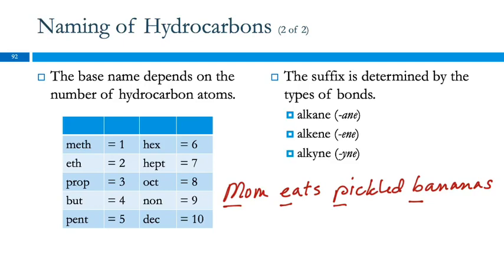So then we take these prefixes or base names, and we add these suffixes. So we can have methane, we could have propane, butane, or butene, or butyne.